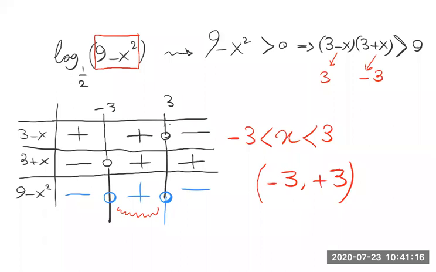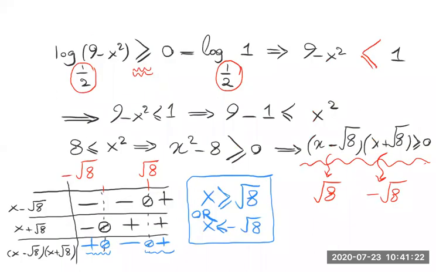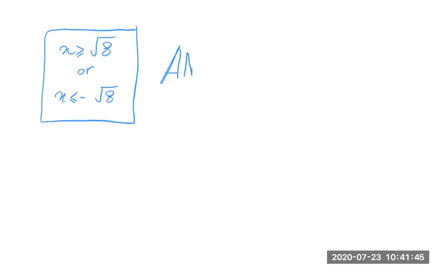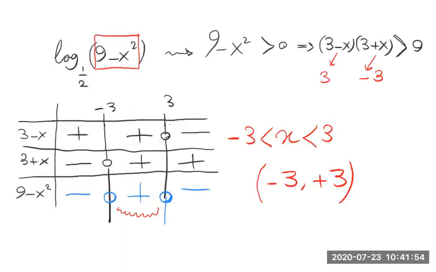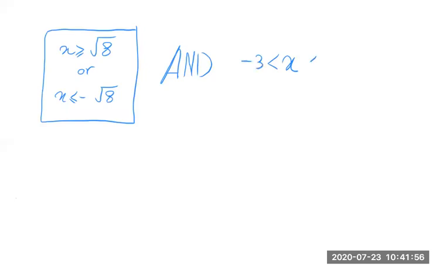Remember that we had another condition too. The other condition was this thing. X should be greater or equal than square root of 8, or x should be less or equal than minus the square root of 8. We should have these two restrictions at the same time. That's one of them. And at the same time, x should be between -3 and 3.